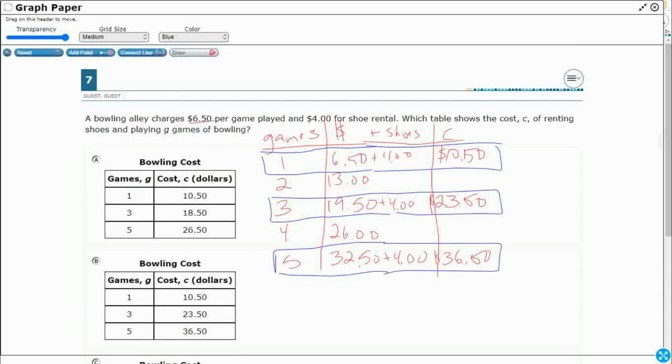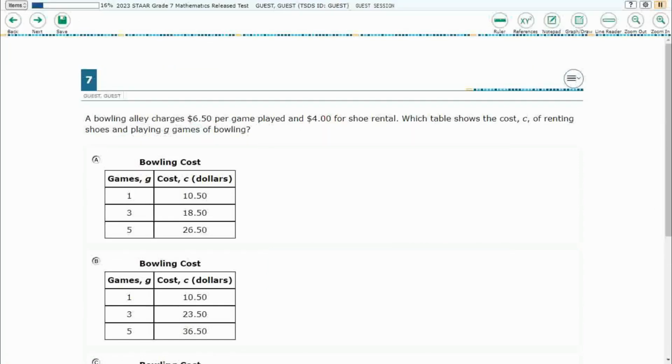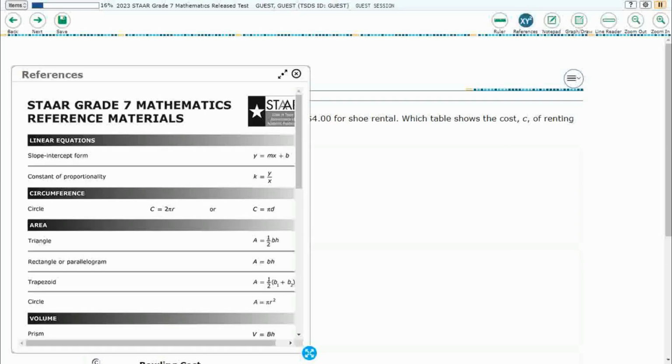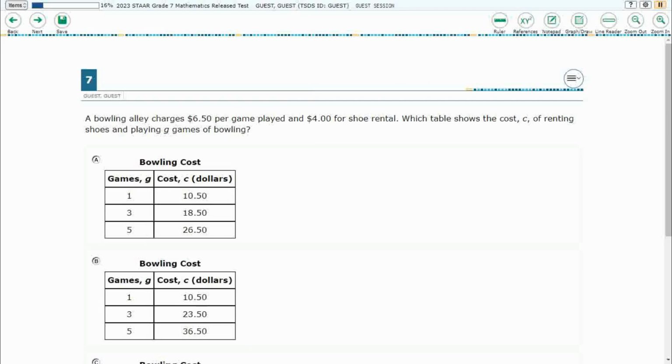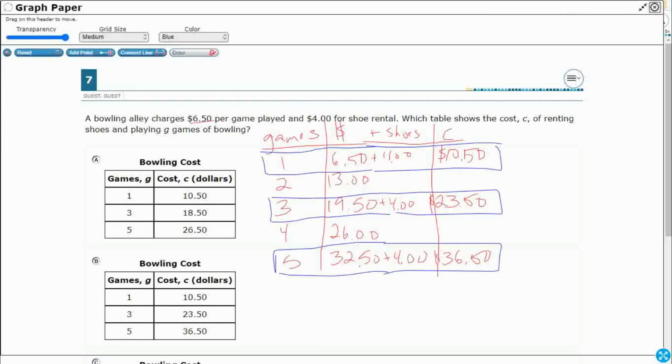Now, what's the quicker way to solve this? Well, if you recognize this as $6.50 per game, that should make you think unit rate. What do we have in our unit rate? Look at that slope-intercept form, y equals mx plus b. That could have made this a lot simpler, and still would have gotten us the same answer. Right, so y equals mx plus b.